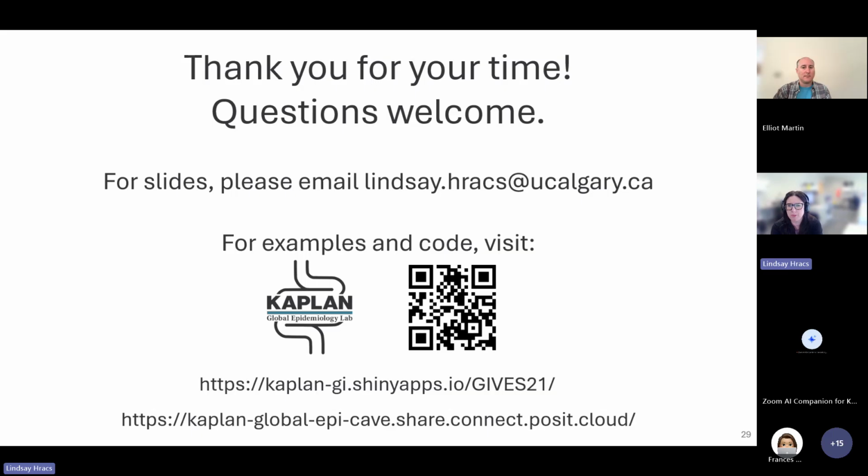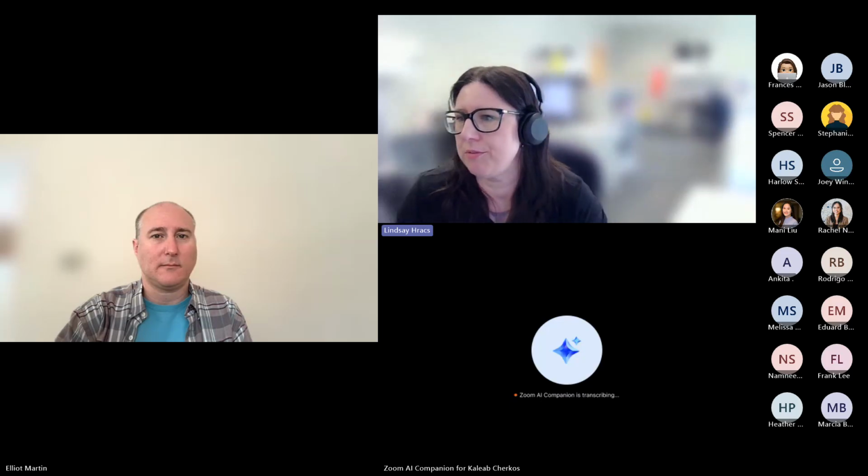And then I've also included a couple links to our Shiny apps. The Gives 21 one was the one I demoed where we're looking at the map and the database. And then the Cave Shiny app is the Shiny app that goes with James King's celiac paper. And so that gives you an idea of some of the things we do with the Kaplan Lab. But once I stop sharing here, I can answer some questions and then walk through a couple other examples.